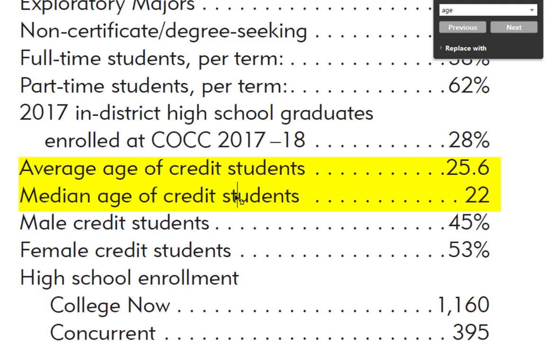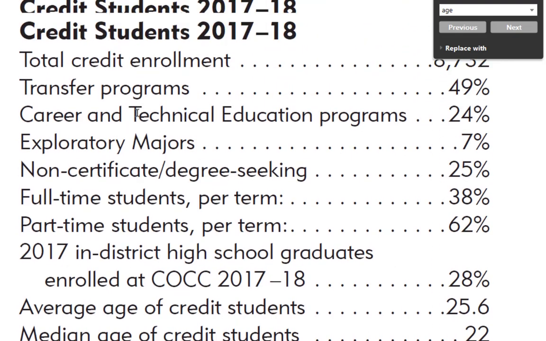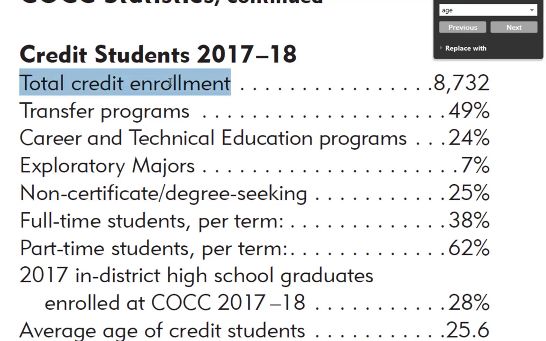But the idea of these numbers here, the average age and the median age of the credit students, and even below, male and female credit students, and even below that, the high school enrollment in college now, COCC is able to actually count how many total credit students we have in any given year. As a matter of fact, I would believe, yep, look at that right there. Total credit enrollment in 2017-2018. This is interesting. It's a 2019 fact book, but it's got the 17-18 school year.